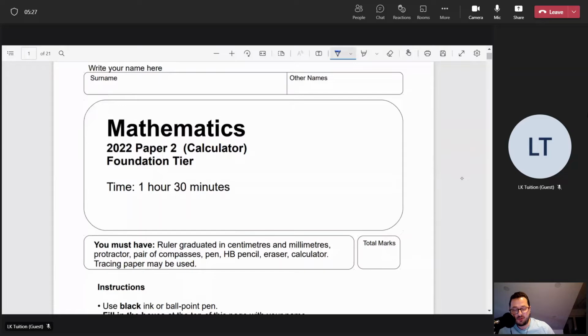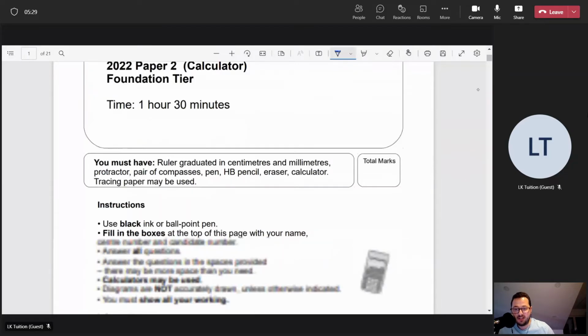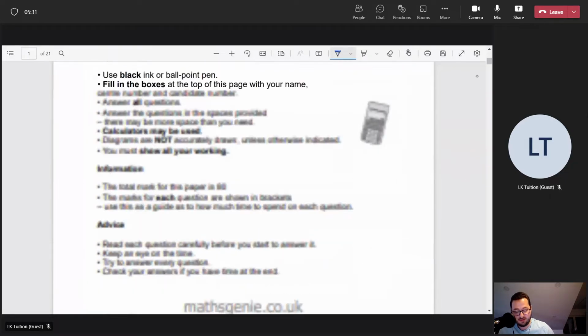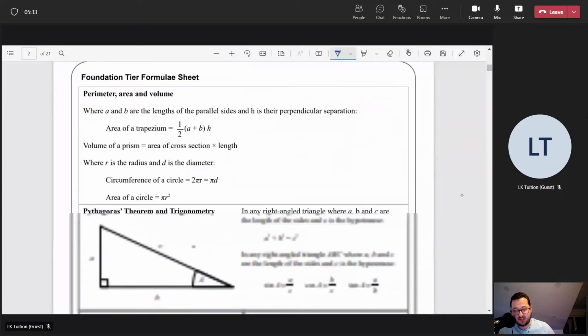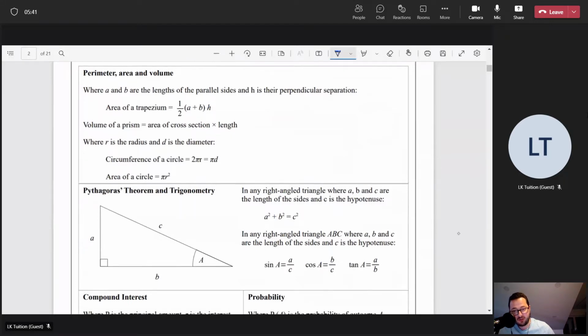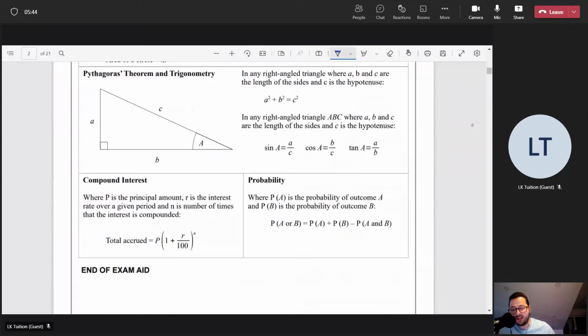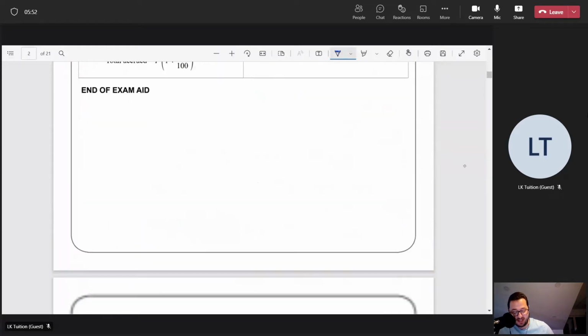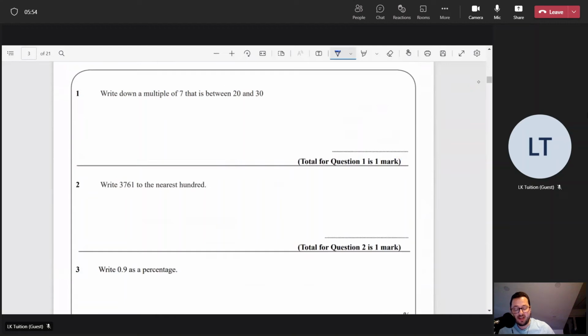So as always, just a quick look at the cheat sheets. So we've got the perimeter, area and volume, we've got area of a trapezium, we've got the volume of a prism, we've got the circumference and area of a circle. We've also got Pythagoras' theorem, we've got the trigonometric ratios, we've got a bit of compound interest and some probability. So we'll keep that in mind in case we need them. All right then, so let's just get started with this paper.